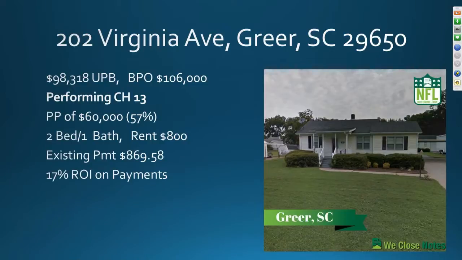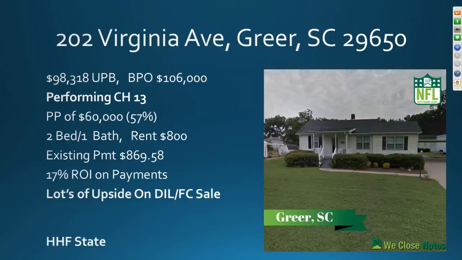17% ROI on the payment stream right now, which is really nice. There is a great return for you to put some money in, $60,000, get you to 17%, or buy both of those and get a nice blended ROI of around 14% across the board between the two. There's a lot of upside in this one if they do foreclose. If they don't make their payments, you do have a lot of upside on both these assets for a foreclosure sale and REO. Okay. South Carolina is also Hardest Hit Fund state on this one.